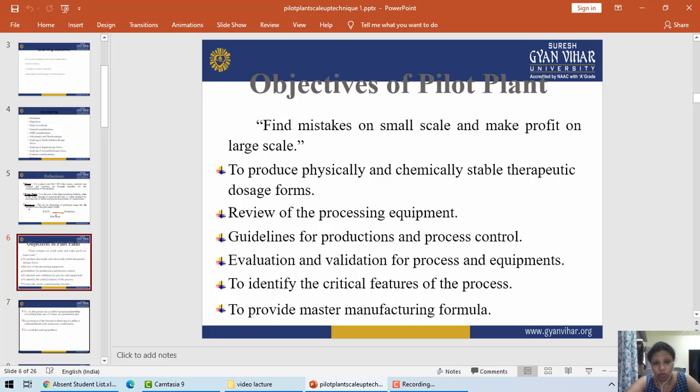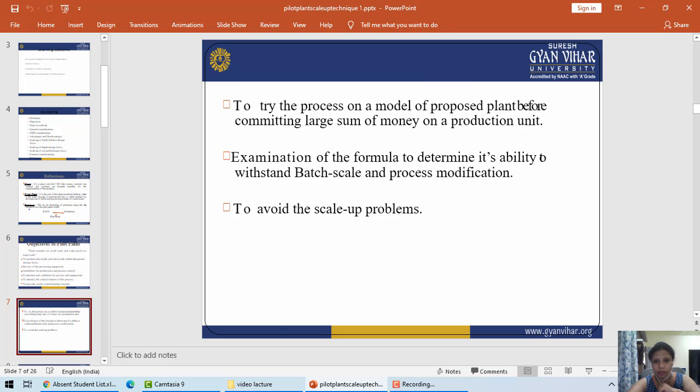Last is to provide the master manufacturing formula. The master manufacturing formula is basically a record, a document, which has the step-by-step process written, as well as the formula written, which is used for the large scale manufacturing process. So this master manufacturing formula we can make by using the pilot plant study.